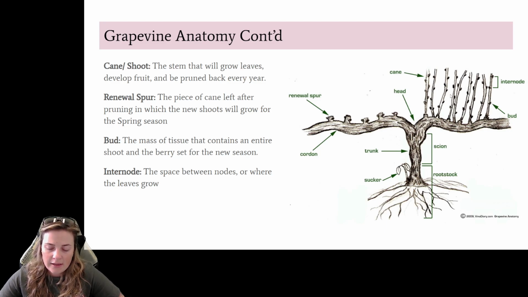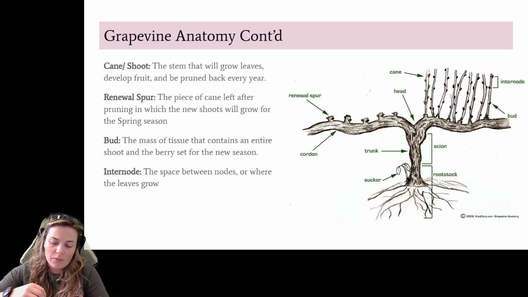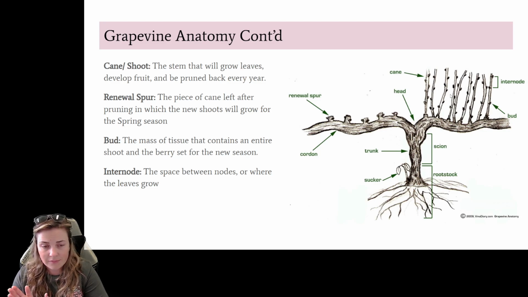A cane is, in the springtime when this grows, known as a shoot, when it's still green and alive. During the winter season, it will lose its leaves and lignify. It'll become more woody and hard. That's when it's called a cane. So same structure, different times of the year.